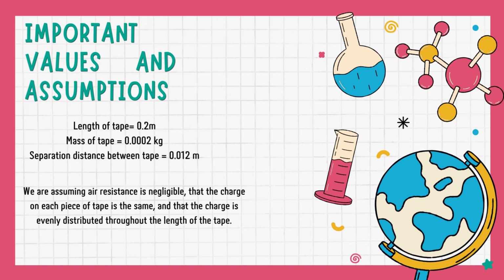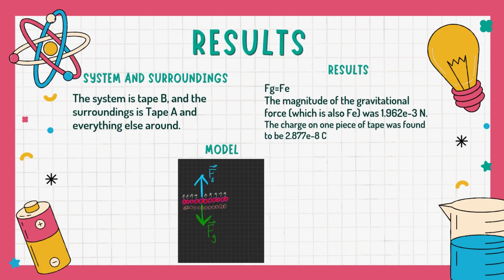Some important values and assumptions would be the length of the tape is 0.2 meters, the mass of the tape is 0.0002 kilograms, and the separation distance between the tapes is 0.012 meters. We are assuming the air resistance is negligible, that the charge on each piece of tape is the same, and that the charge is evenly distributed throughout the length of the tape, and this will help us with our calculations later.